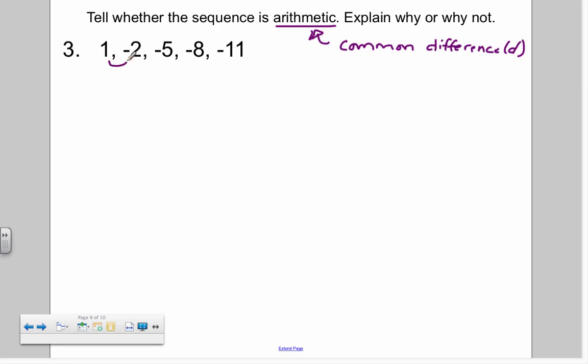So how do I get from 1 to -2? Well, if I want a common difference, I would want to add or subtract. So I would have to subtract 3. From 2 to -5, I would also have to subtract 3. 5 to -8, subtract 3. And 8 to -11, I would have to subtract 3. Well, it looks like I do have a common difference of -3. So I would say here that my D is -3. And therefore I can say, yes, this is arithmetic.